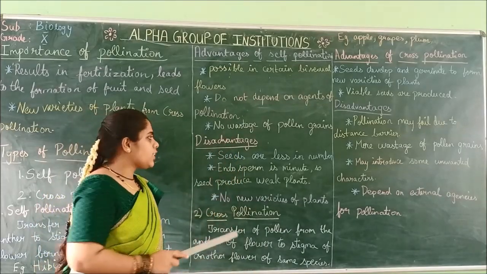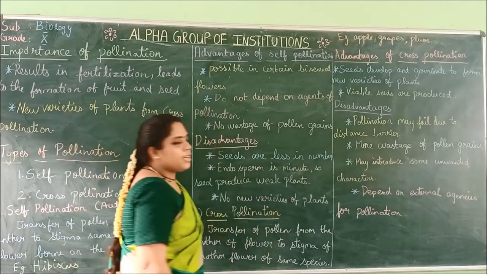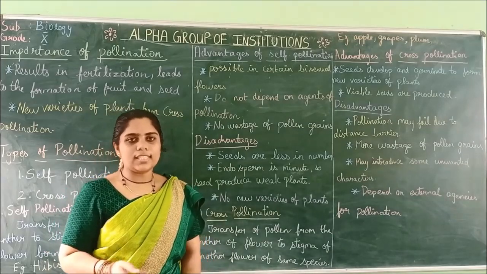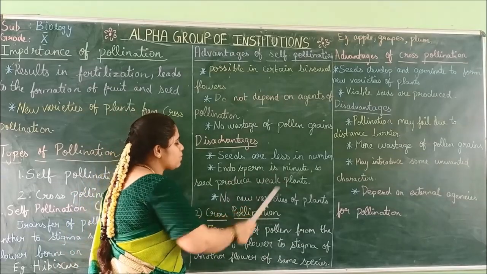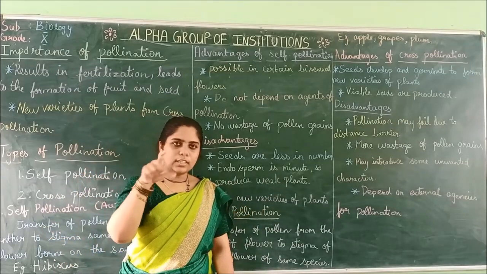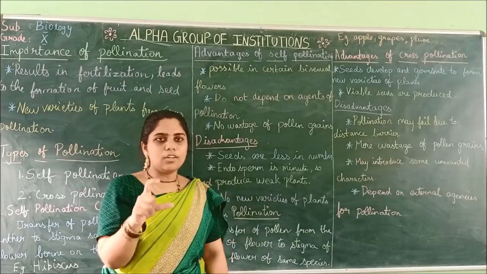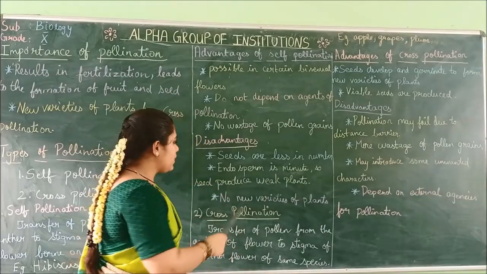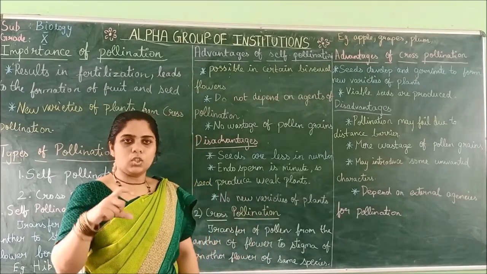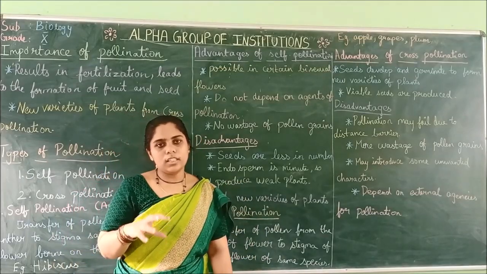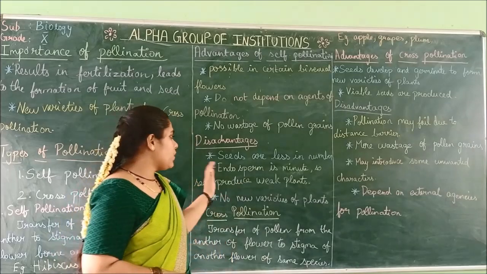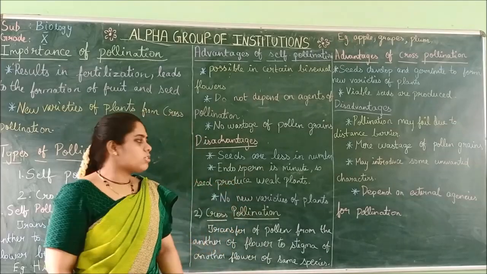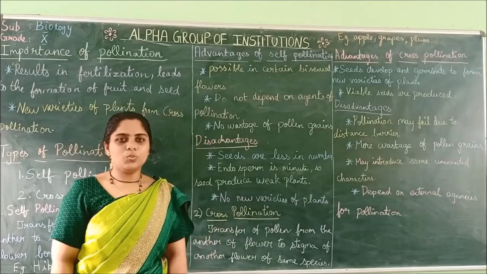Next is disadvantages. Seeds are less in number. So when self-pollination takes place, the number of seeds is very small. Next, the endosperm is minute. If you take a seed, after the seed coat the endosperm will be present. That endosperm will be very small. So what happens, it will produce only weak plants. The endosperm should be large and strong, then only the plants will be strong. When self-pollination takes place, the endosperm is very minute, so it will produce only weak plants.